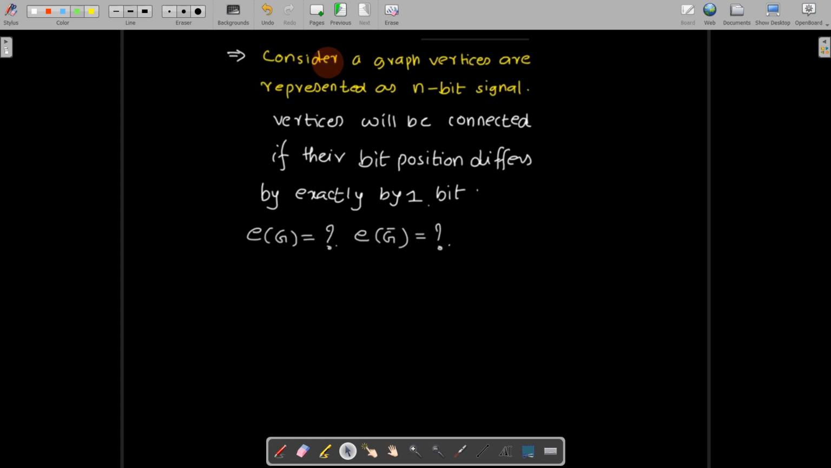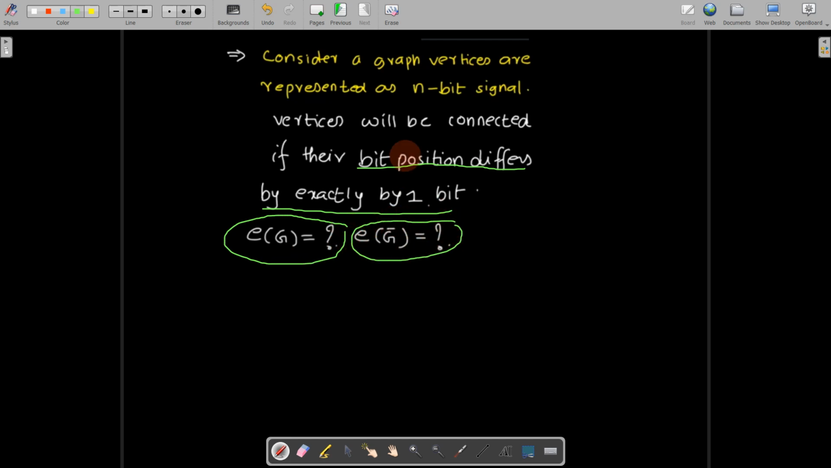Okay, so let us start with the question. Consider a graph where the vertices are represented as n-bit signals. Vertices will be connected if their bit positions differ by exactly one bit. So we have to find how many edges are there in the graph and in the graph's complement graph.